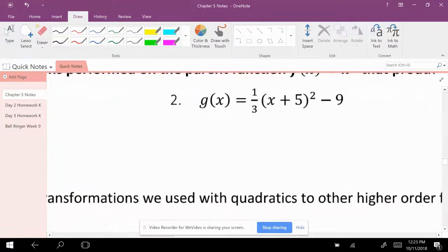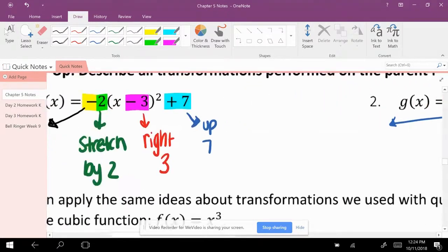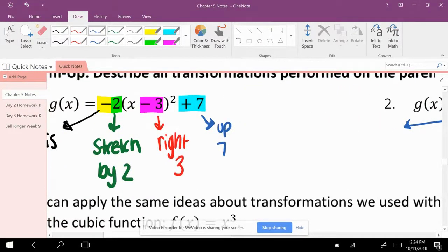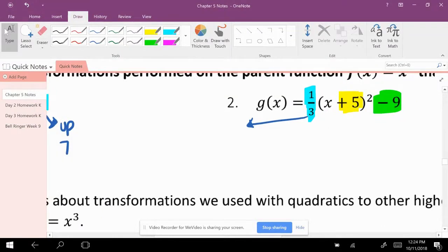Okay, let's look at this next one. I have this piece, I have this piece, and I have this piece. Jamil, what does 1/3 mean? If it was negative, I would say yes. So if you had a negative like this right here, I would say yes. Now, you have the option of stretch or compress. This one's 1/3, so compress.